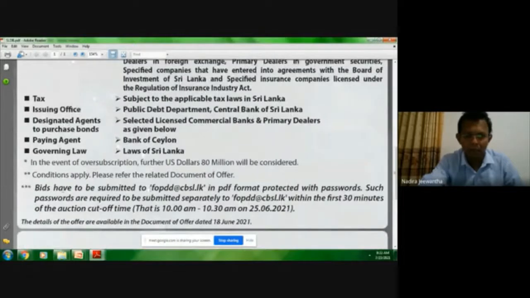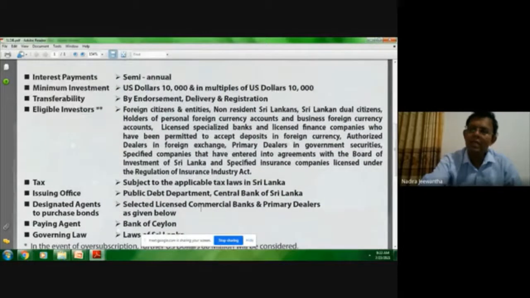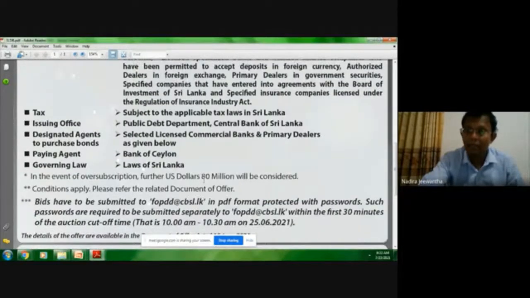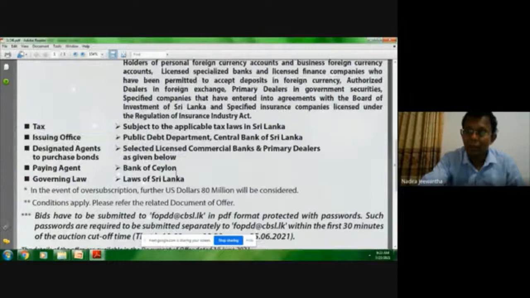Bids have to be submitted in PDF format, protected. Now understand the other factor: SLDB is not scriptless. They give a paper certificate. This is not scriptless.